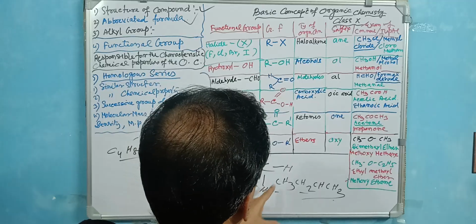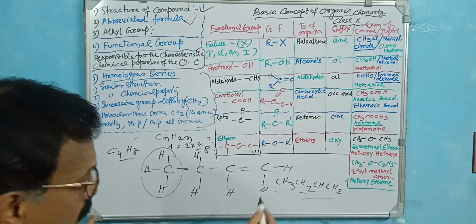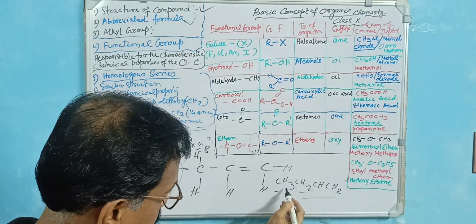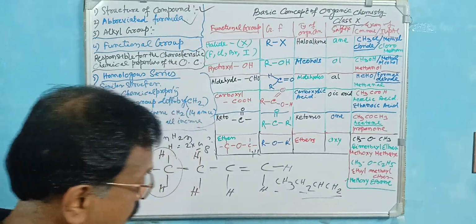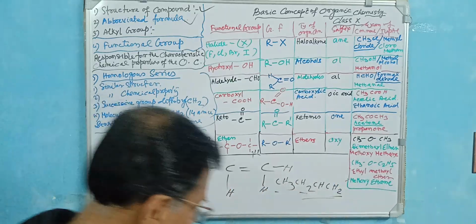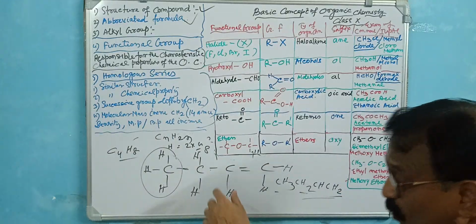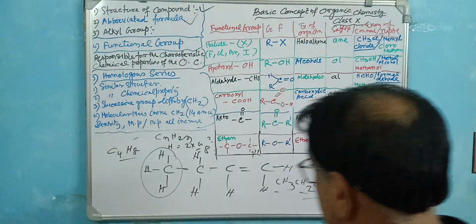This is CH2. See, that is 3 to 5 to 6 to 8. Because this is CH2, this is 1 and this is 1. So this is the condensed form or abbreviated form. The general formula is C4H8. Is it clear to you?